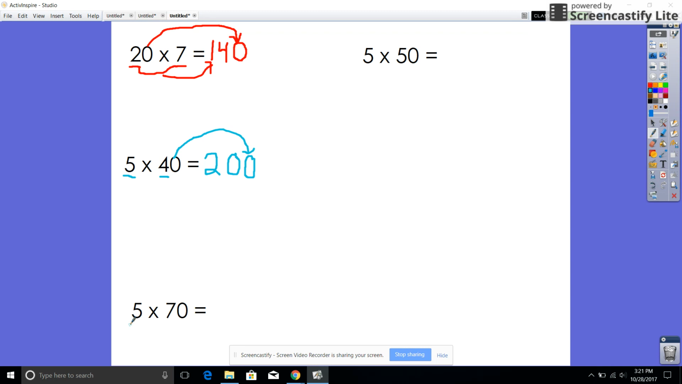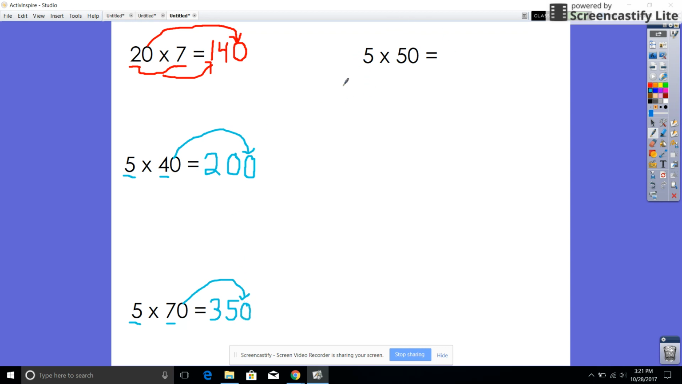The next one here, you see 5 and you see 7. I'm going to also count by 5s here. 5, 10, 15, 20, 25, 30, 35. So I count by 5s 7 times and I get 35 right here. Okay? Now remember, we're going to bring that 0 over, which is the same as multiplying by 10 in a quicker way. We're going to bring that 0 over here, and we're going to get 350 for our answer.